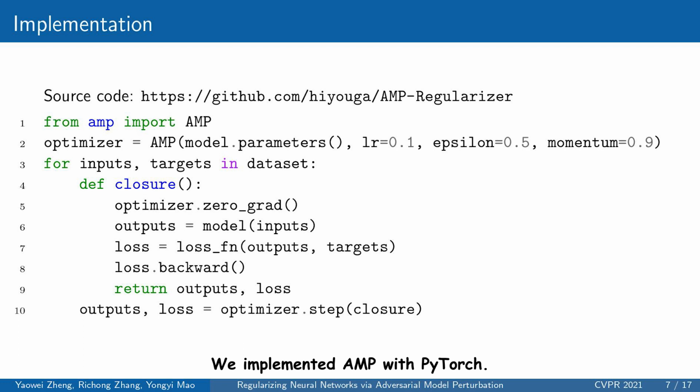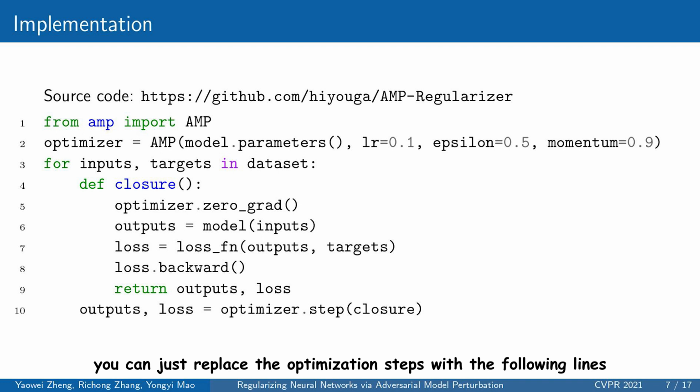We implemented the AMP with PyTorch. The AMP is very easy to use. You can just replace the optimization steps with the following list to regularize your neural network models.